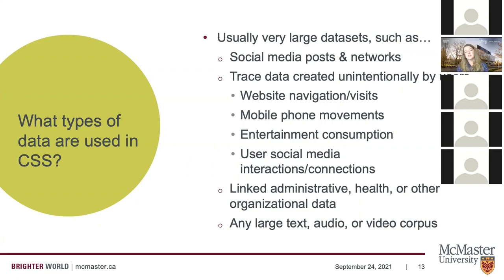Other types of very large data sets that can be used in computational social science are linked administrative health or other organizational data. So these would be things like tax records and health data. A lot of Northern European countries, for instance, have all of their administrative databases across education and health networked and connected. And so a lot of the innovations in computational social science are coming out of Northern Europe, in part because researchers there have access to very fine-grained data about entire populations, almost the entire population if you're recorded in the system.